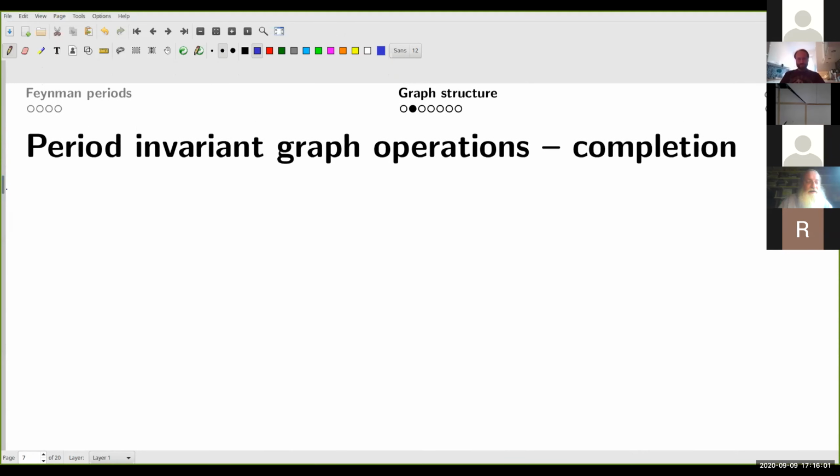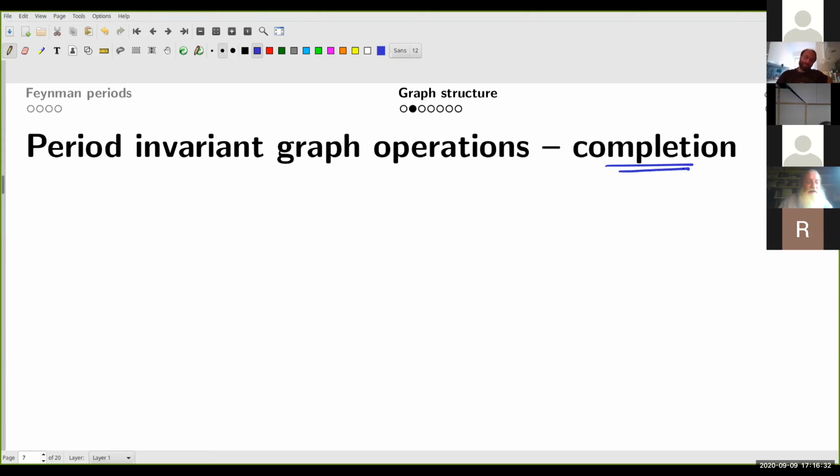Now I want to say something concrete about graph structure. I don't want to just say blah, blah, blah. There's some graph structure, of course. So what are some specific examples? I'm going to talk about some of the period invariant graph operations, things you can do to a graph that don't change this Feynman period or graph period. The first one we want to talk about is completion.